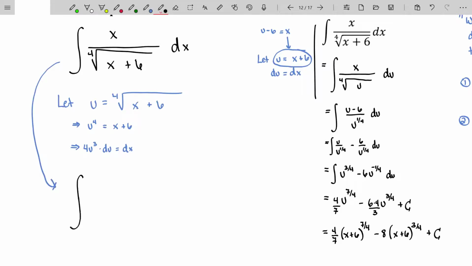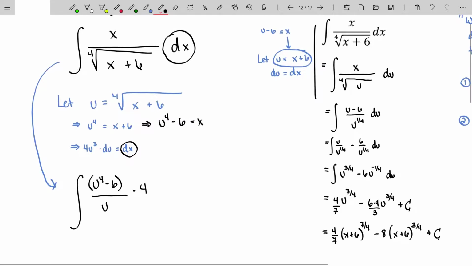Integral of, well, the x is still hanging out, but we have to do the same trick. It's u to the 4th minus 6 is equal to x, so I'll just trade that out. U to the 4th minus 6, that's what the x value is. The denominator, fourth root of x plus 6, is u, and dx is going to be traded out for a 4u cubed du. So notice I really simplified this down pretty quickly.